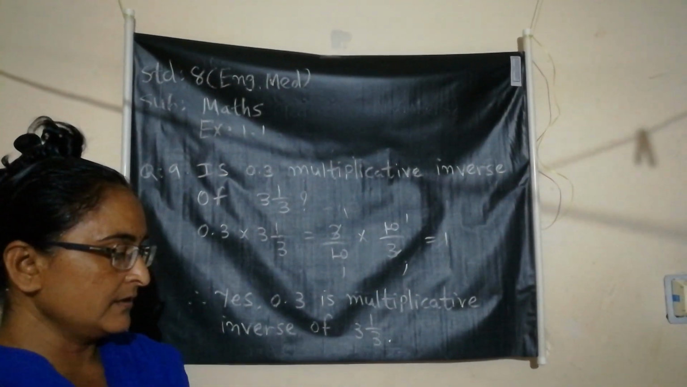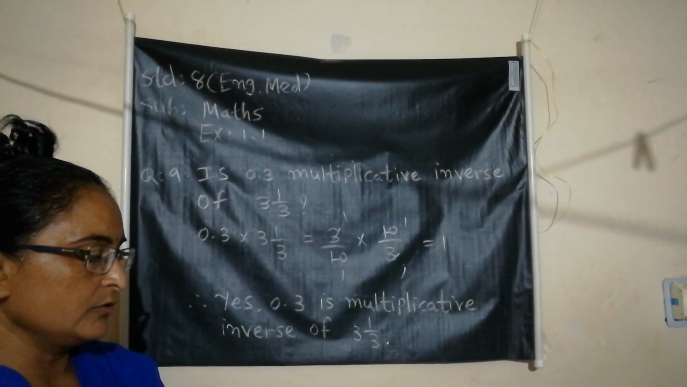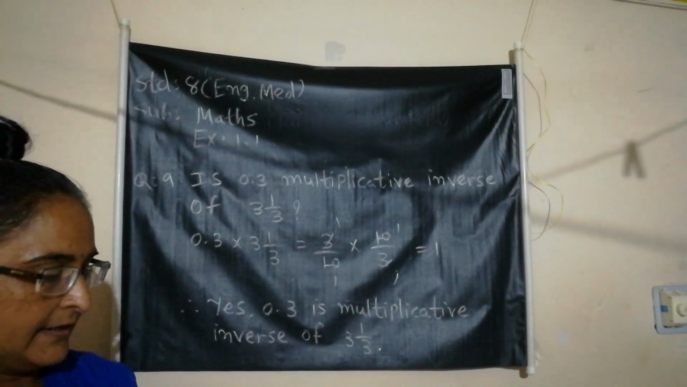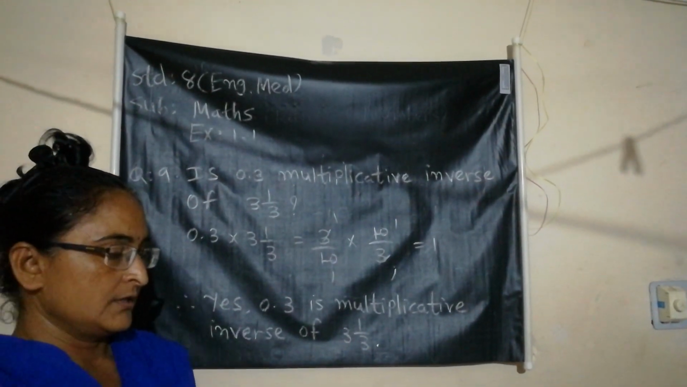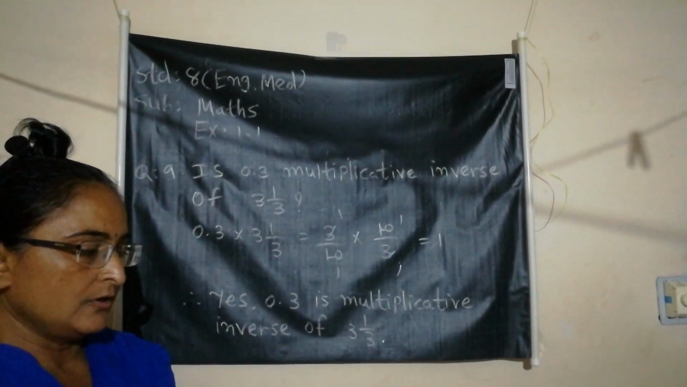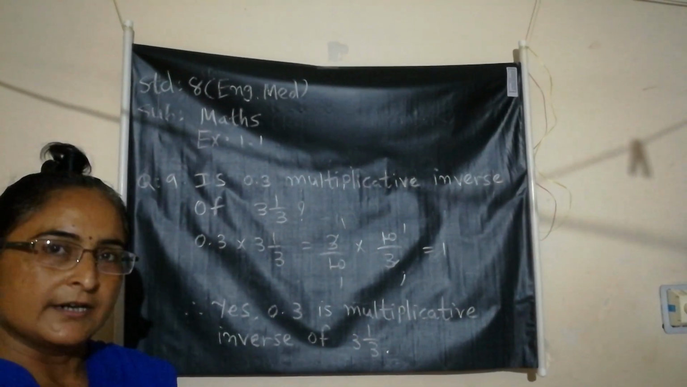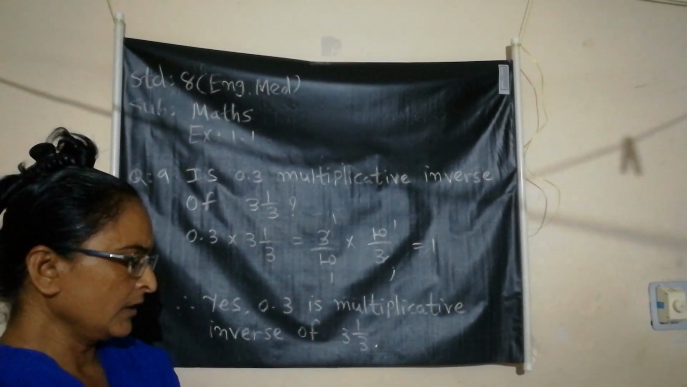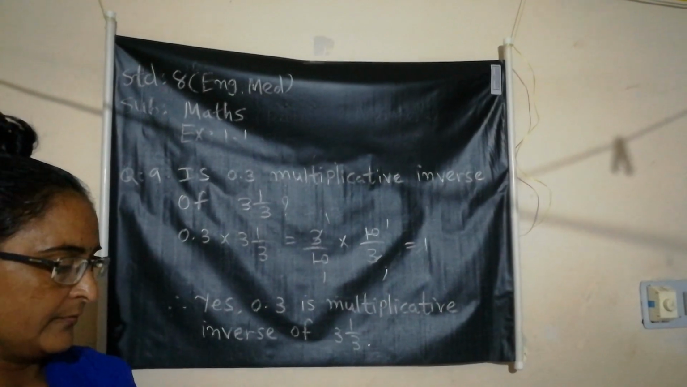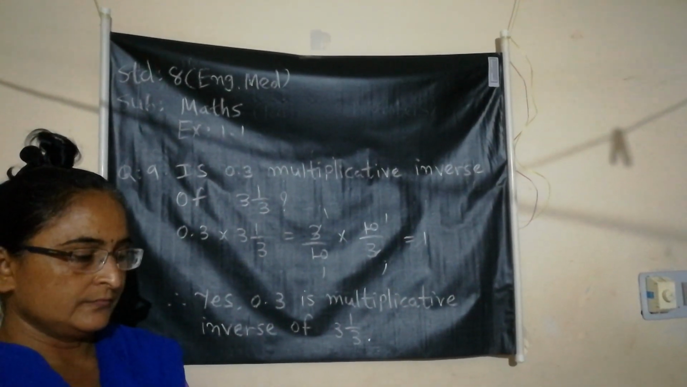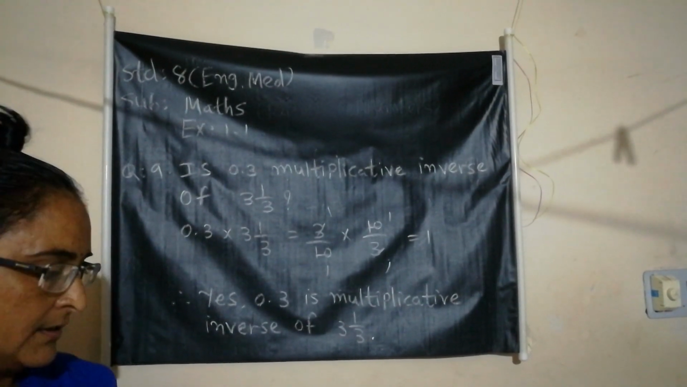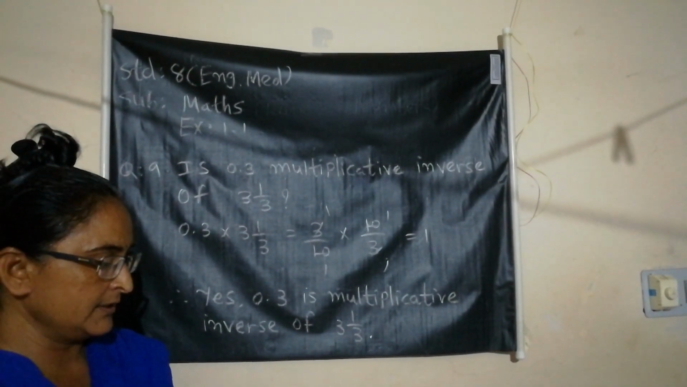Second, the rational numbers that are equal to their reciprocals. The answer is 1 and negative 1, because the reciprocal of 1 is 1 and the reciprocal of negative 1 is negative 1. Third, the rational number that is equal to its negative is 0. For 0, positive and negative are both equal. 0 means 0. Therefore, the answer will be 0.